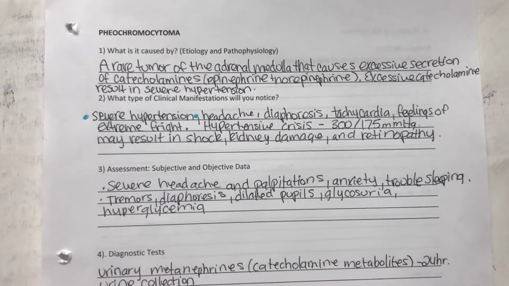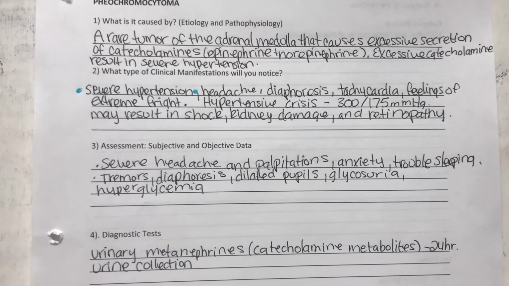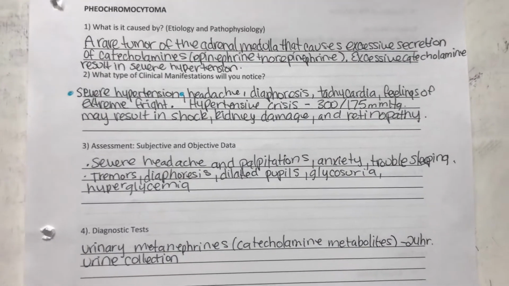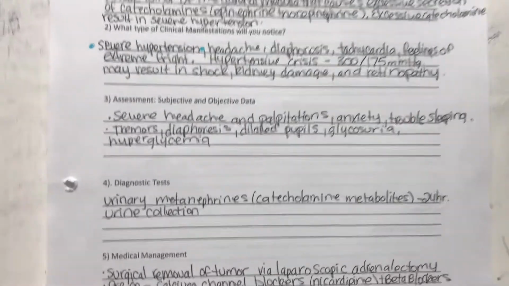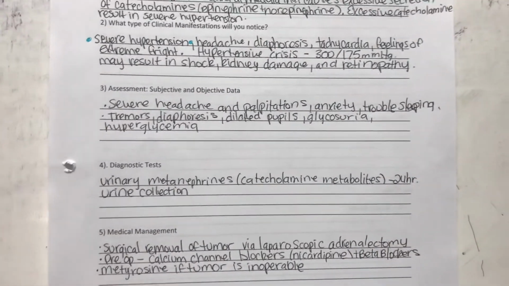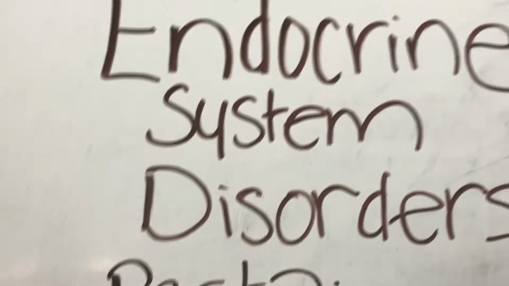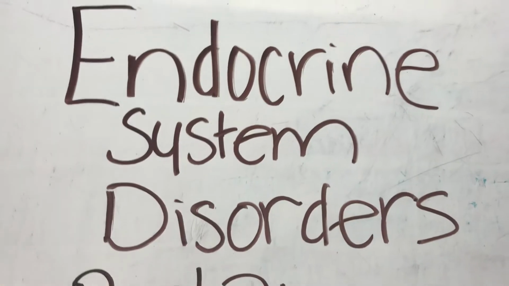So they're going to be really, really high all the time. They're going to have this hypertension up to 300 over 175. That's going to give them a severe headache. So you want to monitor for that. So that concludes the endocrine system disorders.